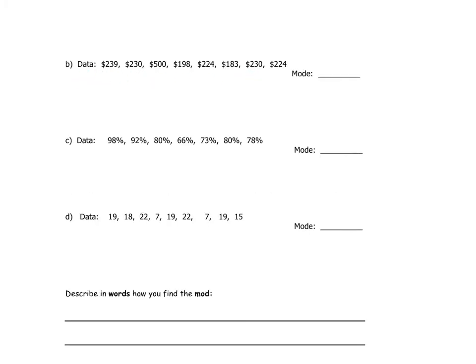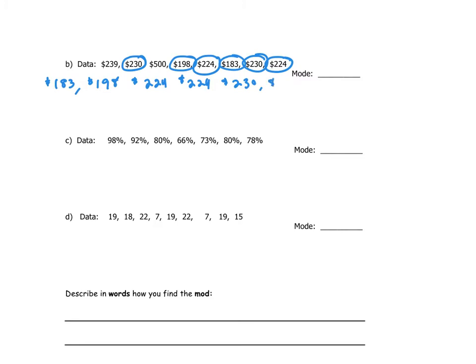Data set B looks like it has more numbers than the last set. So I'm going to go ahead and start putting it in order. I see that there's 183. There's 198. The next number I see in order, there's $224, and there's 2 of those. So $224 and another $224. And the next number in order would be 230, but it turns out there's 2 of them, 230 and 230. And then the next number I see is 239. And the last number is 500.